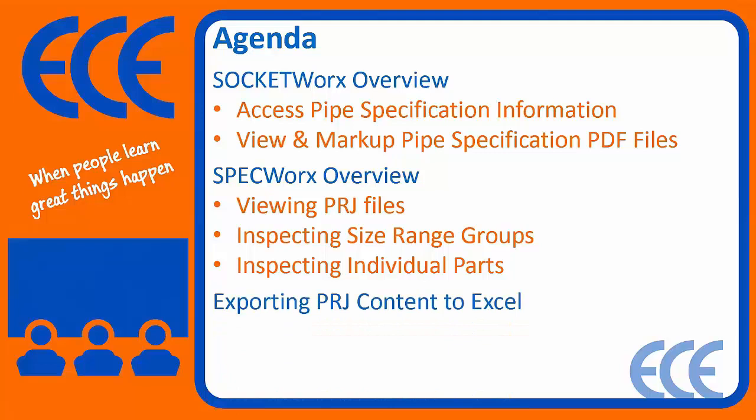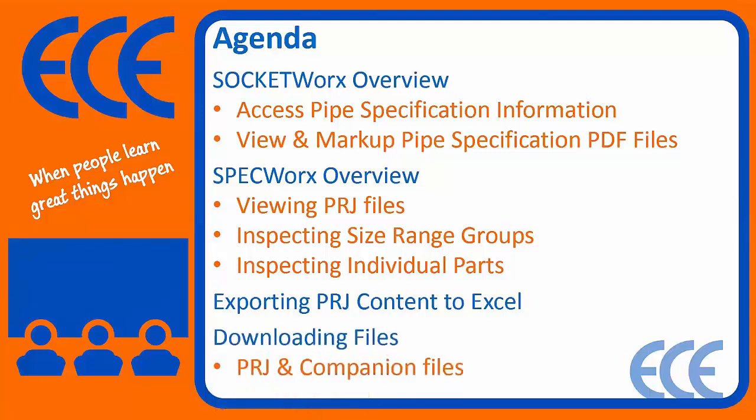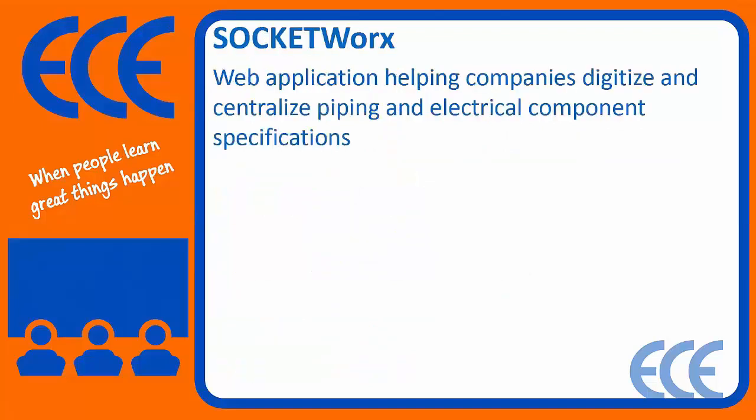Exporting is also possible, so most stakeholders want to get their content out to Excel. We have that capability as well. And then finally, we're going to be able to download the PRJ files and also the companion files. So a lot of times there's user shapes and pipe supports and these companion files that have to accompany a PRJ before they go into production. So this is the agenda for today, and we'll go live with the application in a minute.